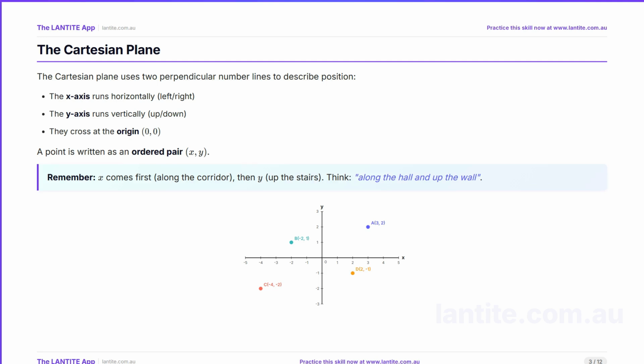The Cartesian plane is built from two perpendicular number lines. The x-axis runs horizontally from left to right. The y-axis runs vertically from bottom to top. They cross at the origin, which is the point 0, 0.